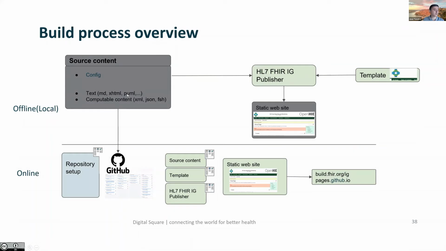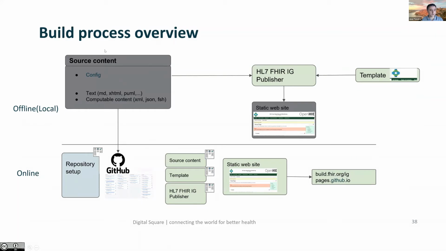There are a lot of things that we can add as text, and computable content. So the JSONs, the XMLs, and the fish. We call them the fish files, the FHIR Shorthand files. So FSH is short for FHIR Shorthand. And since it reads "fish", you can imagine the amount of puns, and you will see the amount of puns that are made around the word fish and the concept of fish.